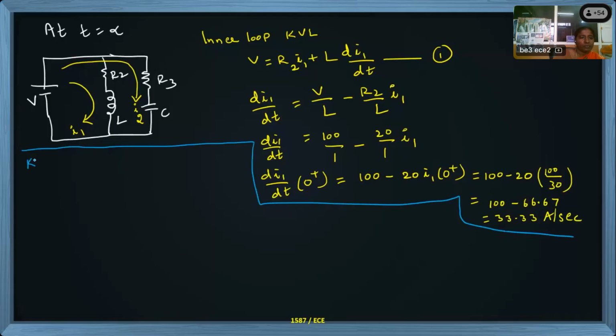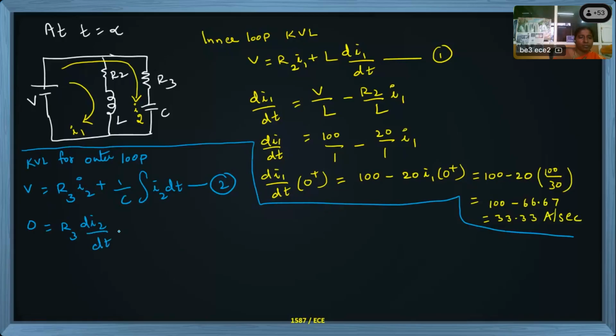KVL for outer loop. Okay, so outer loop, I have V supply voltage, R3 into I2 plus 1 by C integration I2 dt. Let this be equation number 2. Now what happens? If I differentiate this, 0 equal to R3 di2 by dt plus 1 by C I2. Let this be equation 2a.